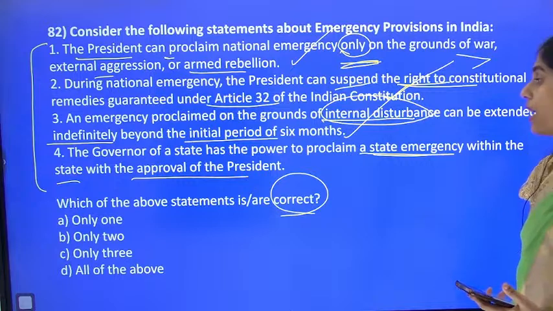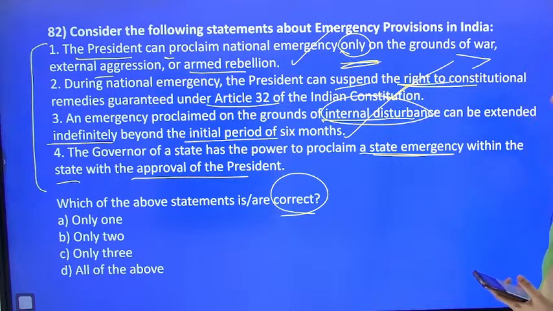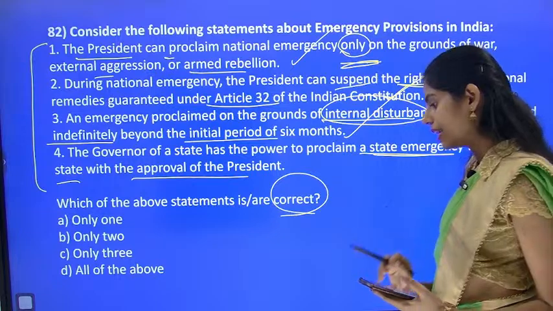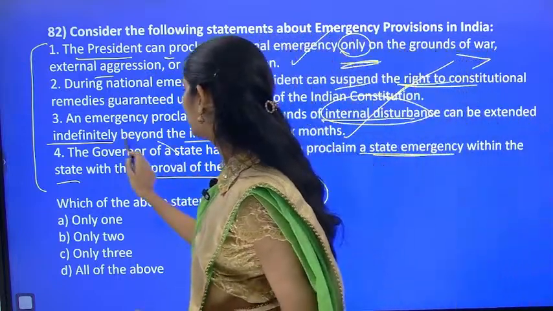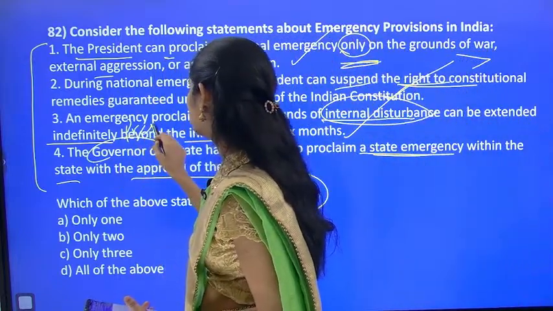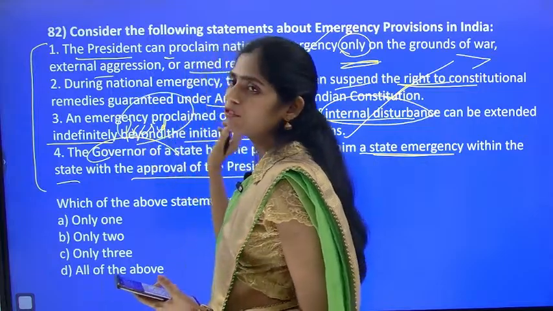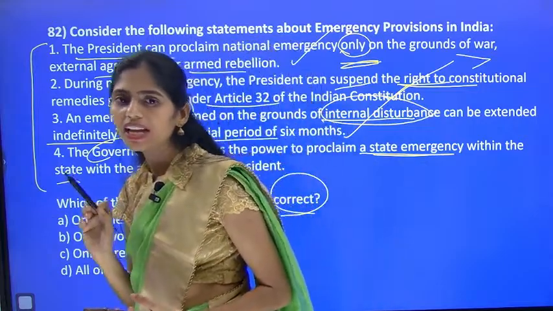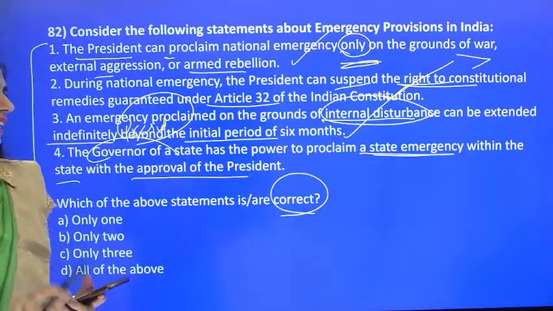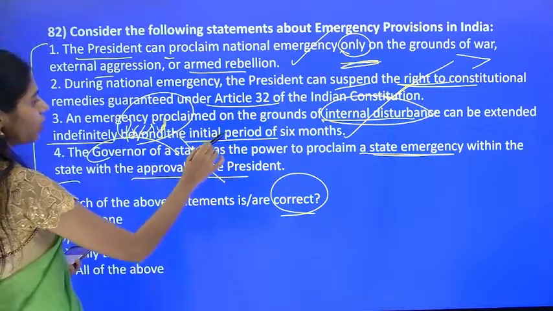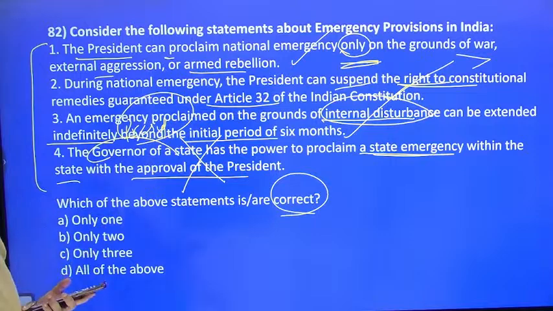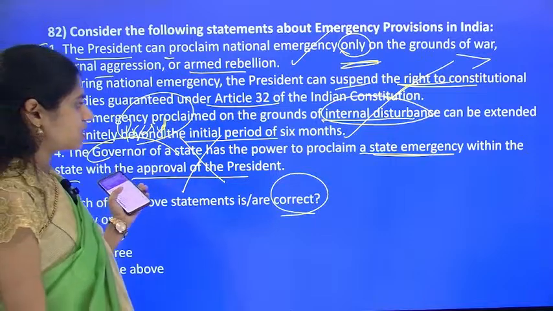And next one is, the governor of state has the power to proclaim a state emergency. So in any emergency, it is a power given to president, not for the governor. So in case of constitutional machinery breakdown, governor can give the report to impose state emergency. But here governor cannot impose or proclaim the state emergency directly. Okay, so this is incorrect.